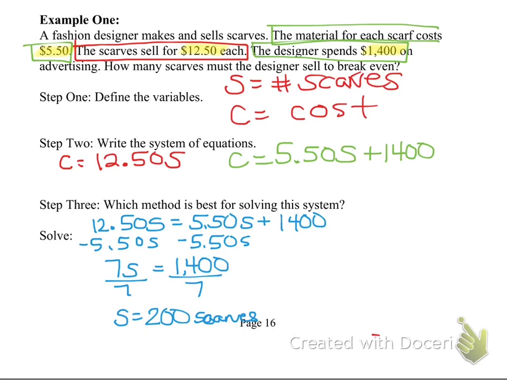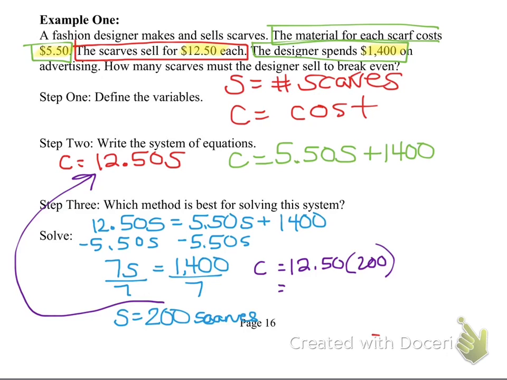Okay, well, how much is that amount to break even? So what we can do is find that amount by plugging these 200 scarves back in to that equation. So I've got $12.50 for 200 scarves equals the cost she's walking away with. So 12.50 times 200 gives me $2,500. Okay, so that's going to be her break-even point. She needs to sell at least 200 scarves, and that's going to be her break-even amount.